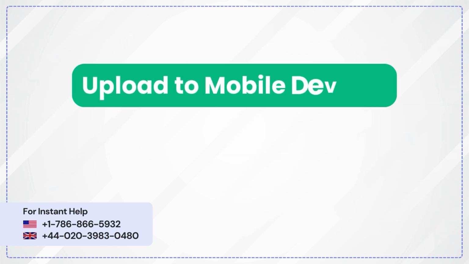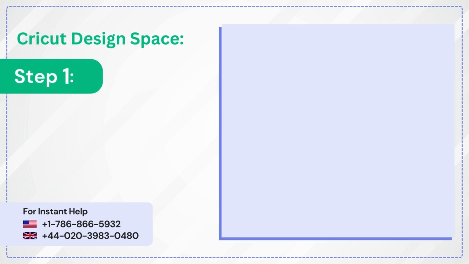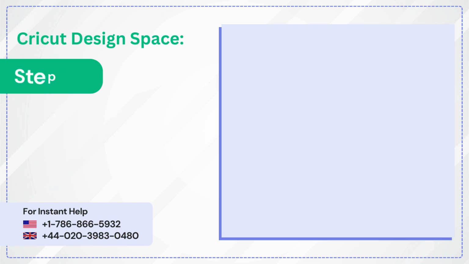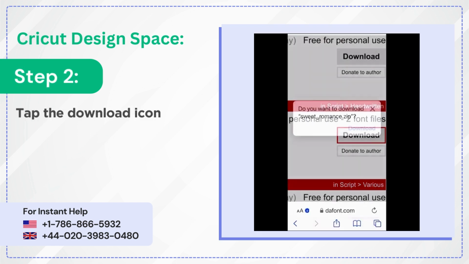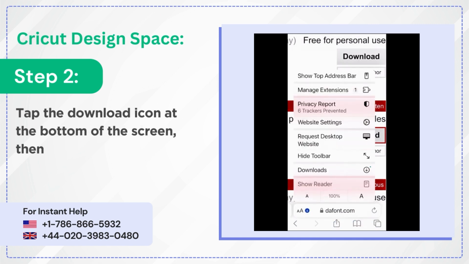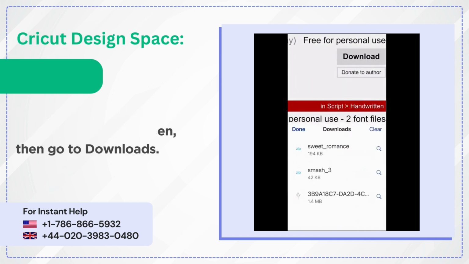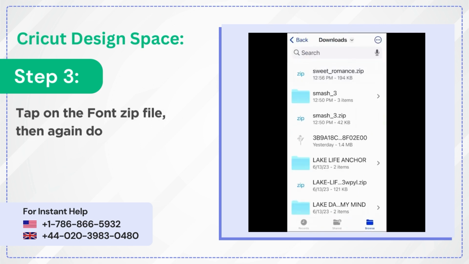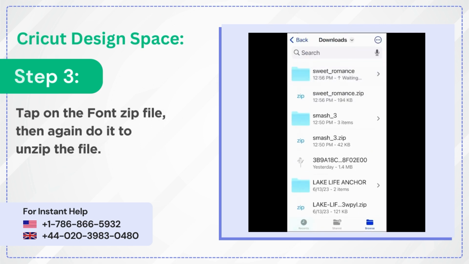Upload to mobile devices. Step 1. Download your font. Step 2. Tap the download icon at the bottom of the screen, then go to Downloads. Step 3. Tap on the font zip file, then again do it to unzip the file.